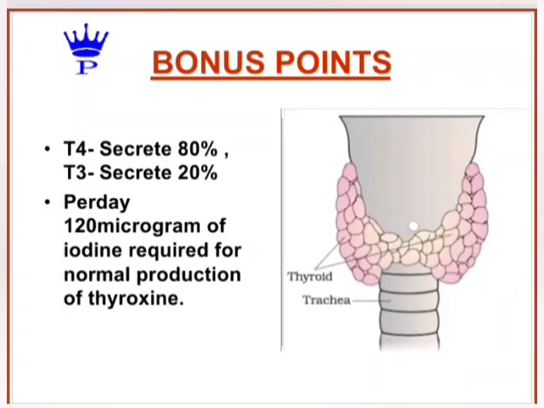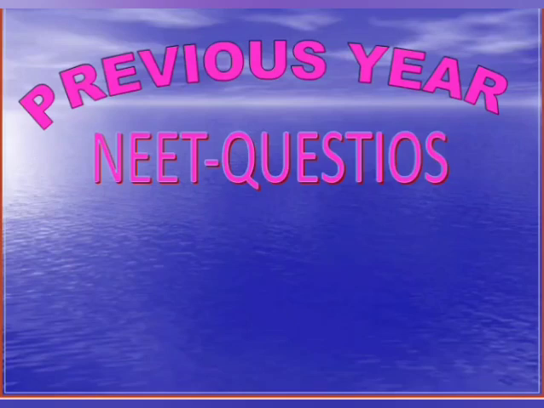The thyroxine hormones, such as T4, tetraiodothyronine, are secreted 80% from the thyroid gland, whereas T3 is synthesized only 20%. We require 120 micrograms of iodine per day for the normal production of thyroxine. Now, previous year NEET questions related to thyroid gland topics, with answers.